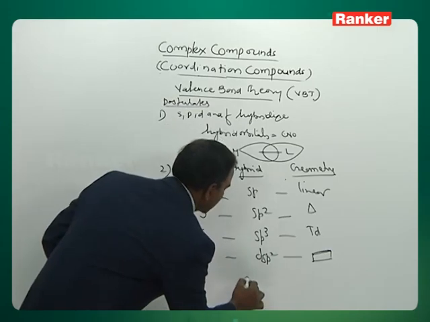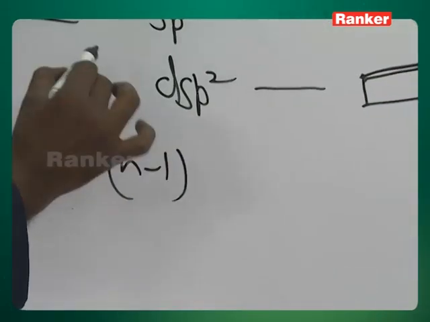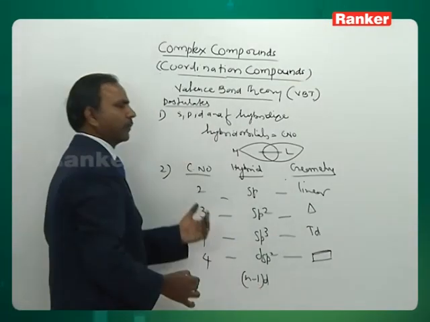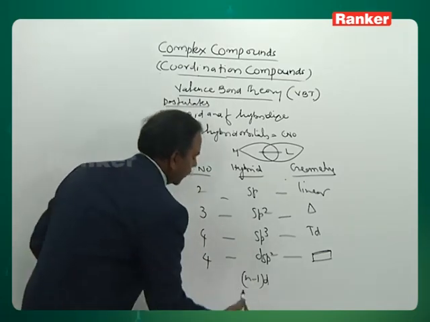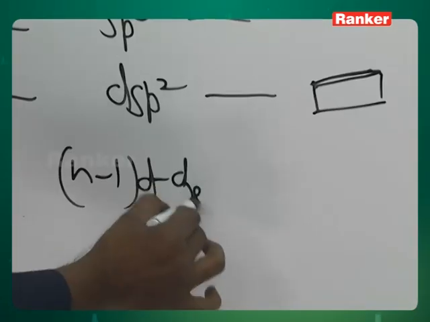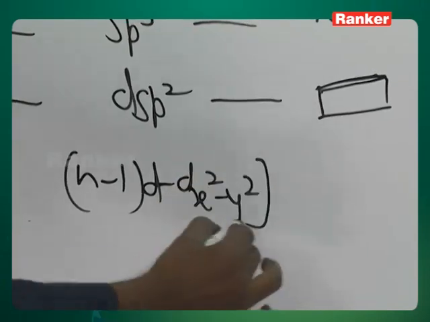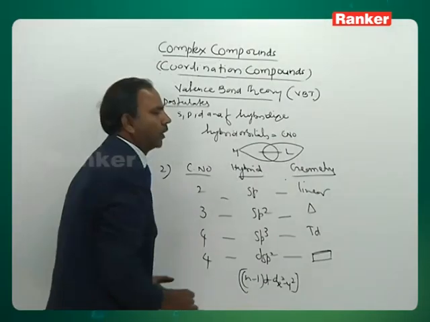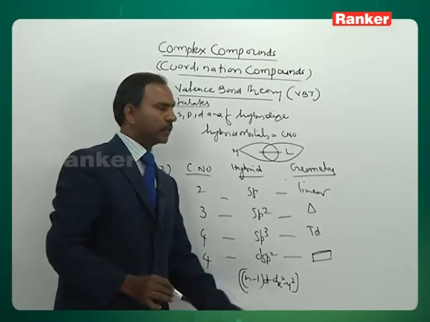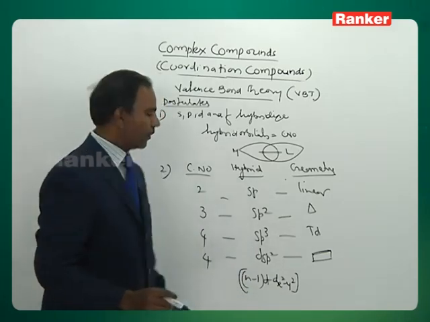The d orbital participating in dsp2 is (n minus 1)d, that shows the inner d orbital. What d orbital is it? The dx square minus y square orbital is the only one involved in dsp2 hybridization. This is very important to remember.